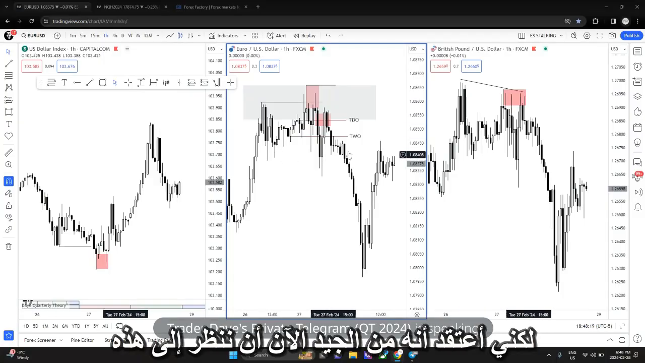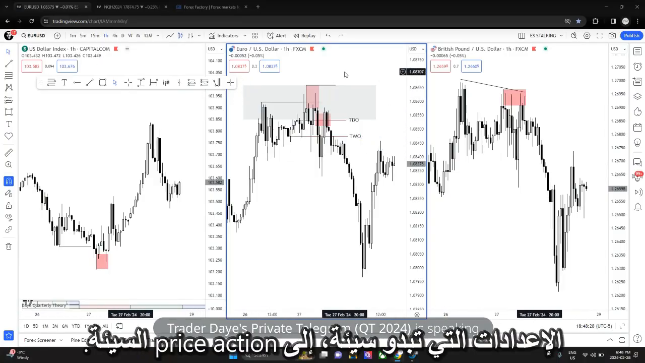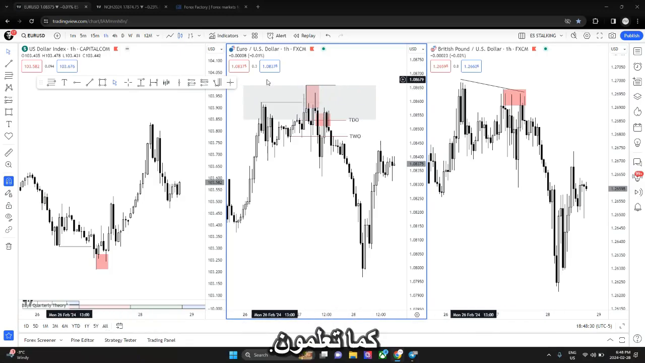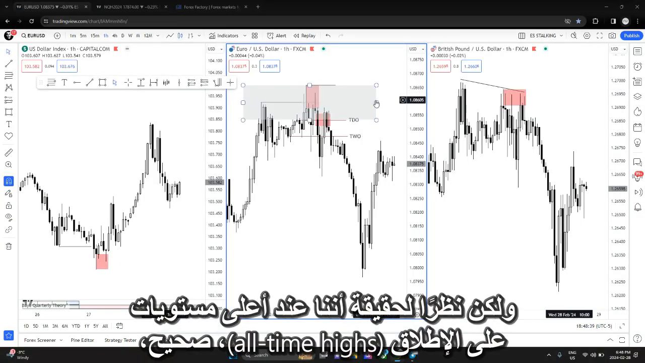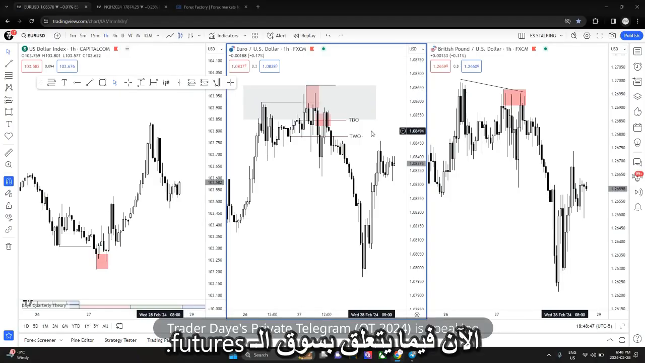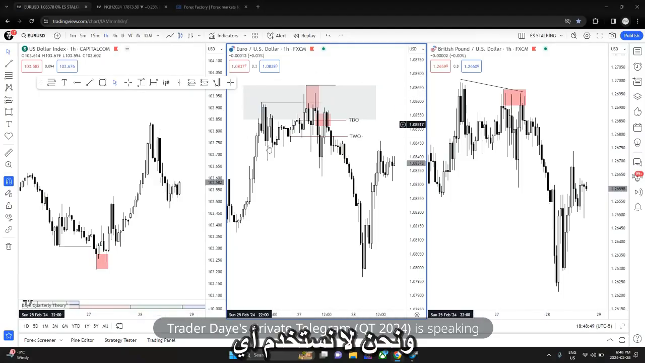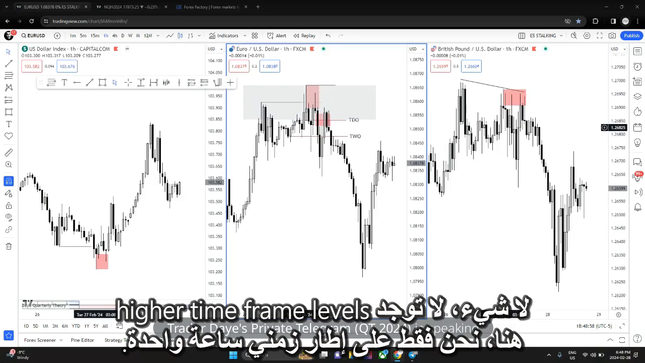But I think that it's good right now to be looking at these eyesore setups, nasty price action. Because whenever we see the real clean price action, right, it will be beautiful. But due to the fact that we're at all-time highs right now in regard to the futures market, and we aren't using any higher time frame levels here. There are no higher time frame levels here to use, right? None.